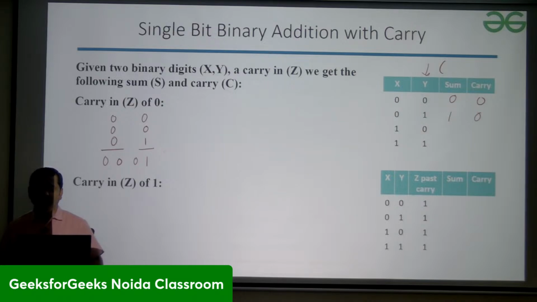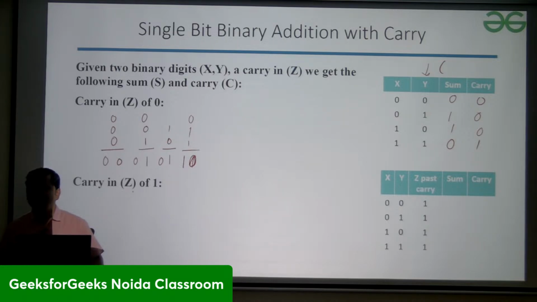Okay, go for 1 0. The same case: sum is going to be 1, carry is going to be 0. And for 1 1, the earlier carry is 0, then in that case sum is going to be 0 and carry is 1. So it is going to be represented like this.